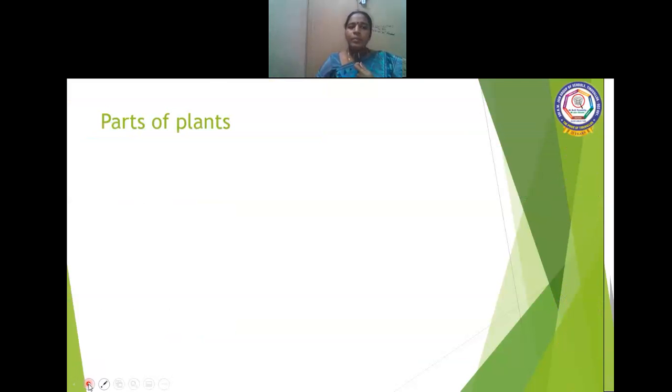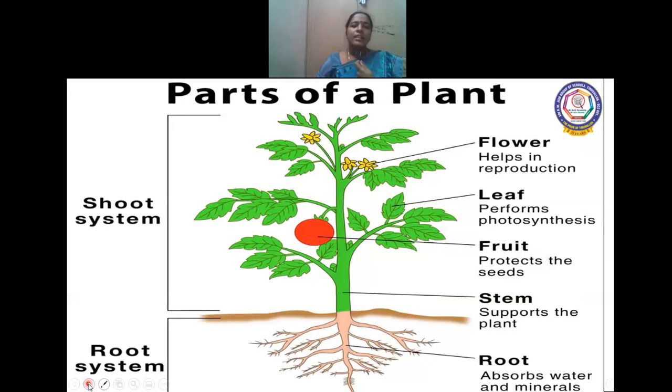Let me see about parts of a plant. There are two parts of a plant: shoot system and root system. In the root system we have the root, and roots absorb water and minerals and pass them to all parts of the plant. In the shoot system we have flowers, leaf, fruits, stem. Stem supports the plant, fruits protect the seeds, and leaf performs photosynthesis in the presence of chlorophyll pigment, and flower helps in reproduction.